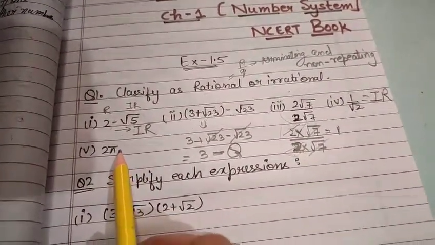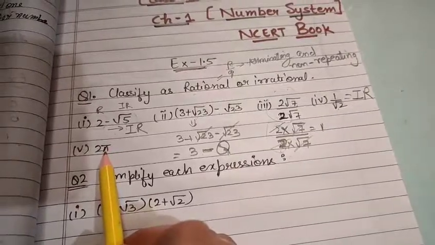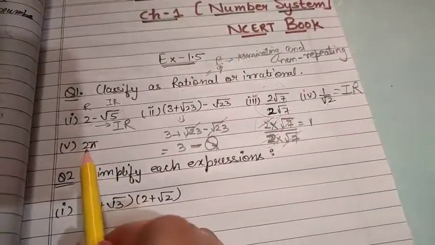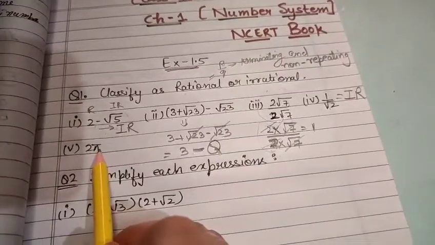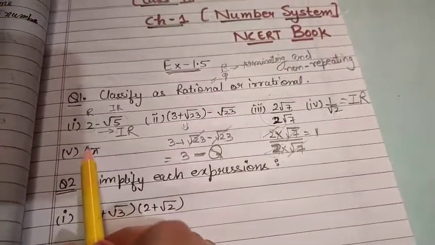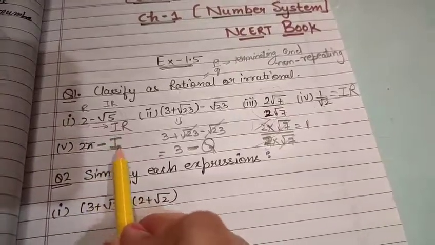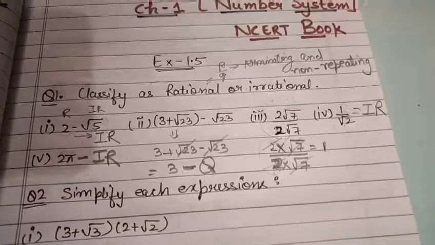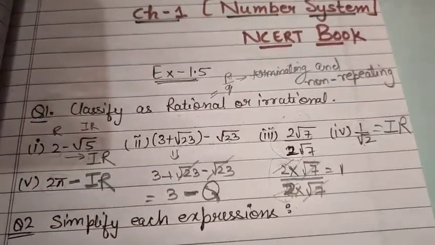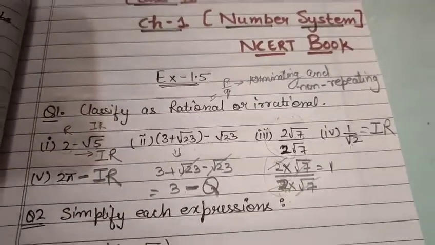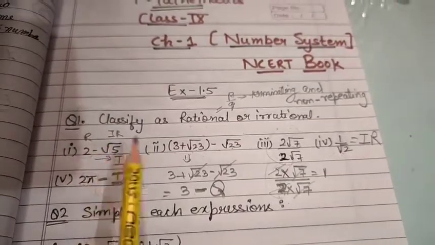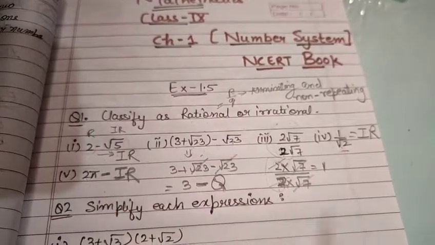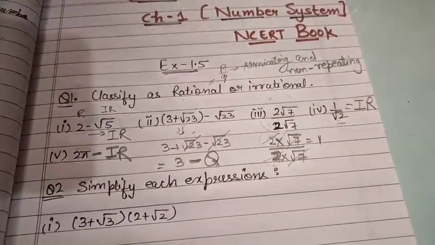Now the last one, 2 pi. We know pi is an irrational number. But if we multiply a rational number, that is 2, with an irrational number, it will become 2 pi, which is also an irrational number. So it is also an irrational number. So now I hope you understood it. Irrational, rational, rational, irrational, irrational. Now proceed to the next question.